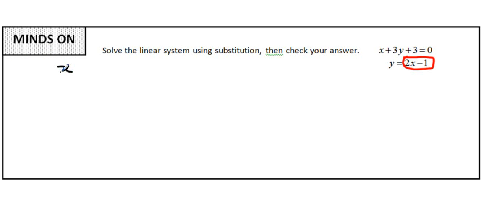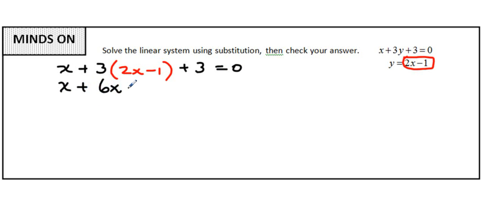So I'm going to say x plus 3, and instead of writing y, I'm writing the equivalent expression for y, plus 3 equals 0. So x plus 6x minus 3, I'm just getting rid of the brackets by doing the distributive law here. So 6x minus 3 plus 3 equals 0. All right, well, let's gather up our x's on this side. So that's going to be 7x. And let's gather up the numbers. We may have to move them.